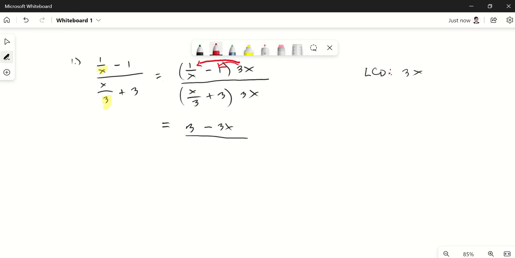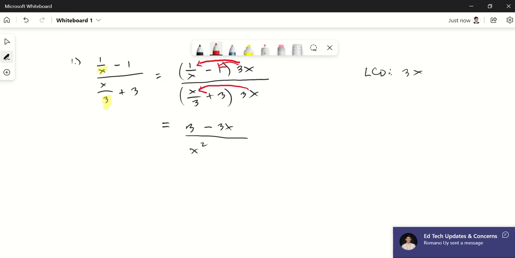You have to do the same thing in the denominator. 3x should be multiplied to x over 3. 3x times x over 3 will give you x squared. And as I said in the numerator, the common mistake of other students, they tend to forget that the term 3x should be multiplied to both terms in x over 3 plus 3. So multiply 3x times 3, and that will give you a 9x.